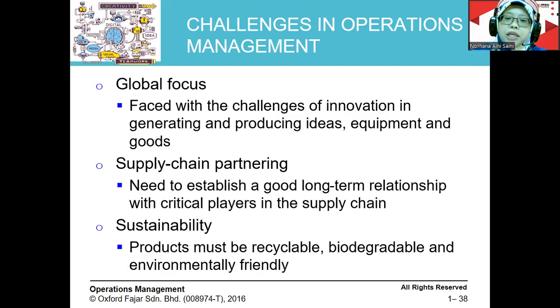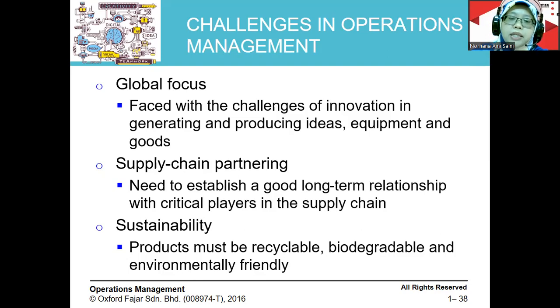Next is supply chain partnering. Supply chain partnering needs to establish a good long-term relationship with critical players in the supply chain. For example, we have the supplier, the distributor, and the customers, the people involved in our supply chain. Make sure we have a good long-term relationship with them. Try to avoid conflict with them because they are essential when we are running our business, especially in operation management.